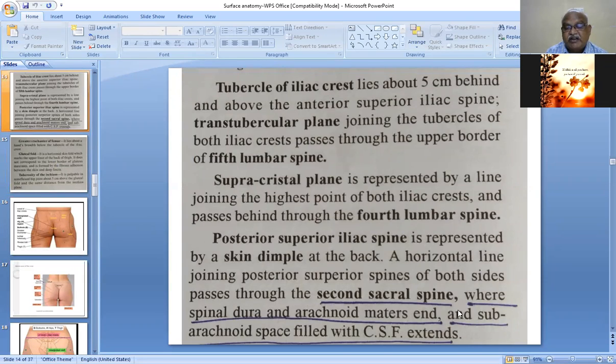There, the spinal dura mater and arachnoid mater, and the subarachnoid space, end. Only pia mater is there. They merge with the bone of the second sacral vertebra. Then the spinal cord contains only pia mater. That means the spinal dura, the outer layer, and the middle arachnoid end there by fusing with the second sacral vertebra. Then only pia mater is there around the terminal part of the spinal cord, the filum terminale.